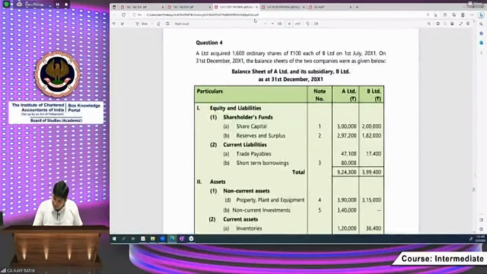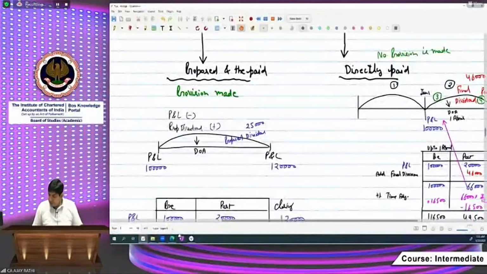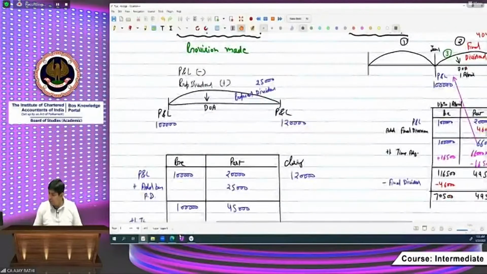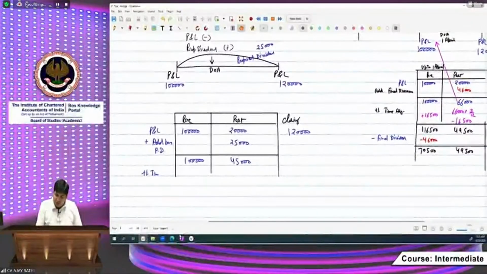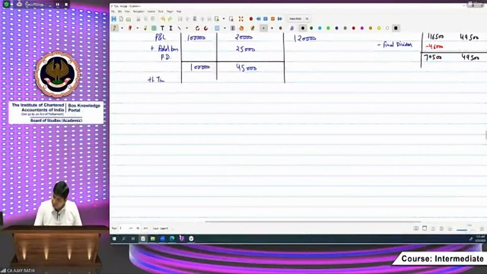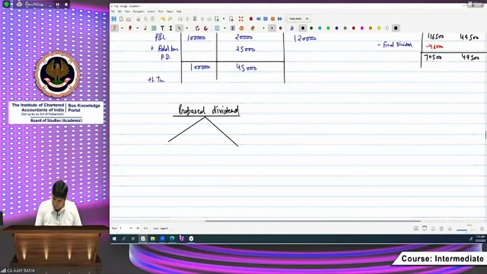in which you will find, I think in 2019 or 21, such a question came into the exam. In regards to proposed dividend, we shall be doing the treatment only for this. I am writing here. Please write here: proposed dividend on equity shares.